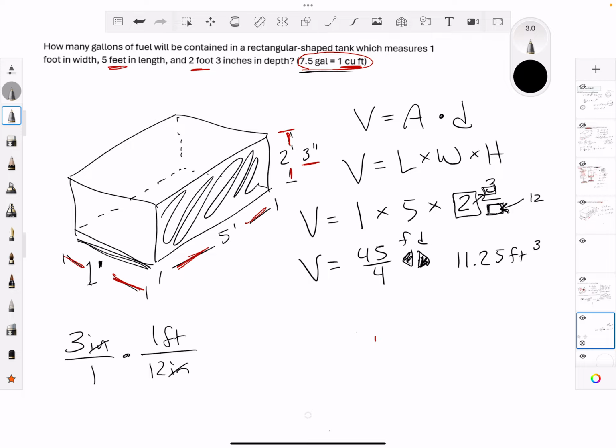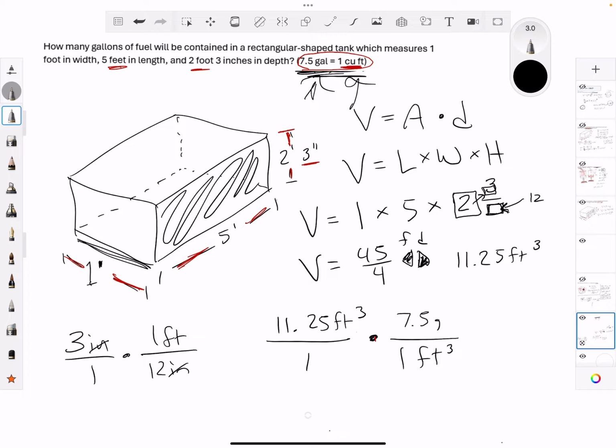Okay, well, it doesn't want the volume in feet. It wants to know how many gallons this is, so we need to do another conversion. Put this over 1. So I have to pick which one of these two items goes on the bottom. Well, if I want to get rid of the cubic feet, and that's on the top, I need to put 1 foot cubed on the bottom, because that's what cubic feet are, and then 7.5 gallons on the top. Cubic feet cancel. I'm left with 11.25 times 7.5, and that comes out to 84.375, and the only unit left is gallons.